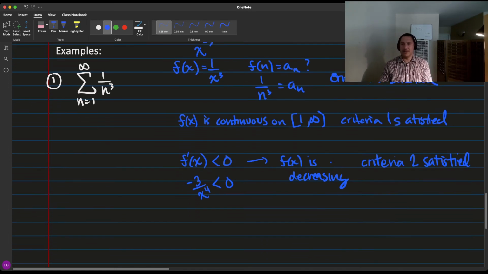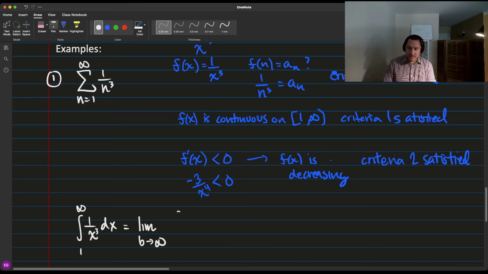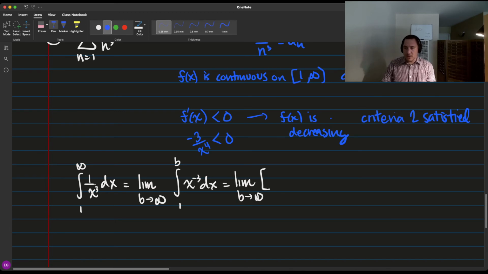So what are we going to do? Well, we are going to now calculate the integral from 1 to infinity of 1 over x cubed dx. Now this is an improper integral, so we're going to do the limit as b goes to infinity of the integral 1 to b of x to the minus 3. Which means the limit as b goes to infinity of, now we work on this, what's your antiderivative? Antiderivative says add 1 to the power. So you're going to get x to the minus 2 divided by minus 2, right?